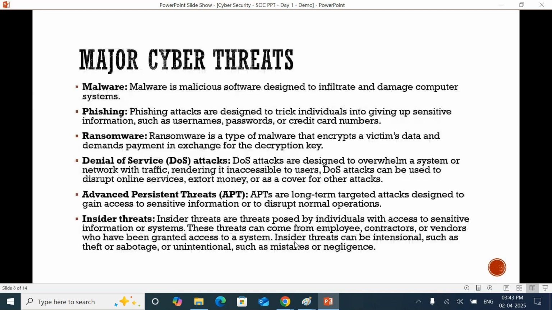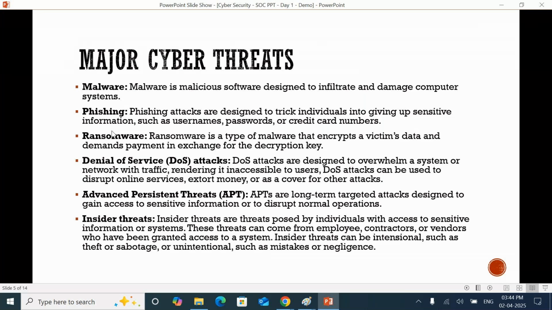Understand, sir? As we already discussed, what are the major cyber threats? We were repeating words like malware or something suspicious. So first we'll talk about what the major cyber threats are. What is malware? Malware is malicious software designed to infiltrate and damage computer systems. An unauthorized person or hacker tries to inject malware into the system. This is a type of software designed for infiltrating or damaging the system with unauthorized access.